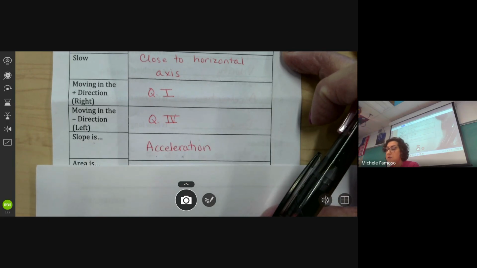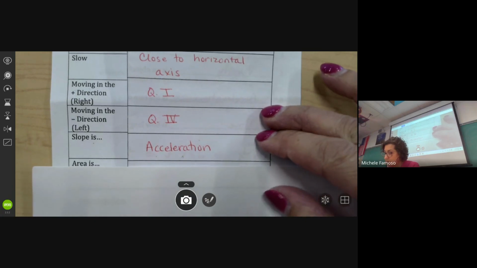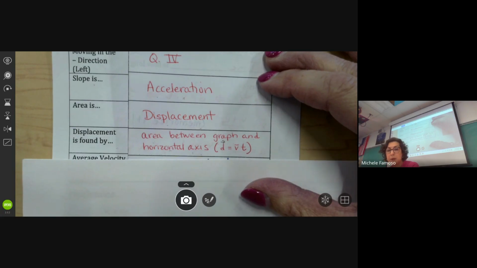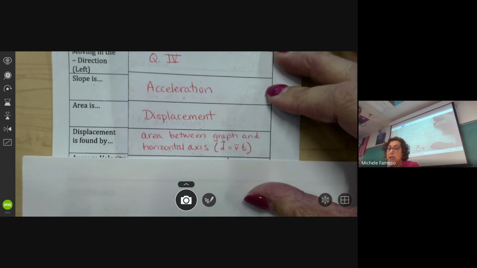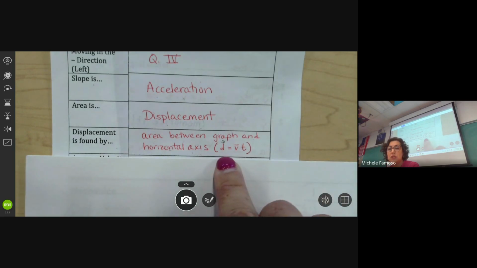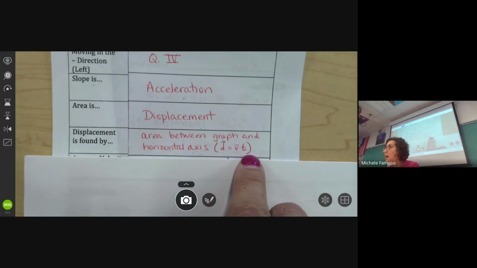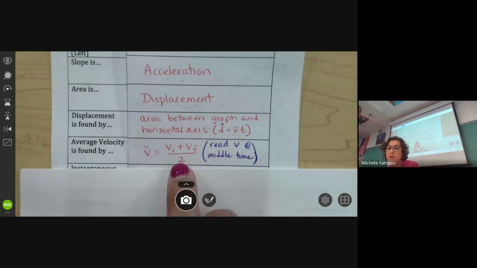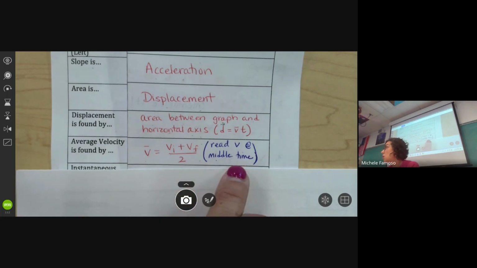The slope of this graph always represents the object's acceleration. The area, if you were to calculate it, would represent the object's displacement. The displacement is therefore found by calculating the area between the graph and the horizontal axis. Another way to do that is to get the displacement by multiplying the average velocity by the time. And you would find the average velocity by taking the initial velocity, adding it to the final velocity for that time period, and dividing by 2. Or you could simply just read the graph at the middle time point.